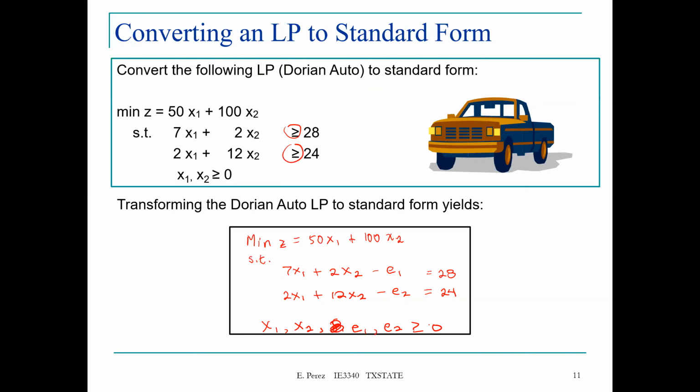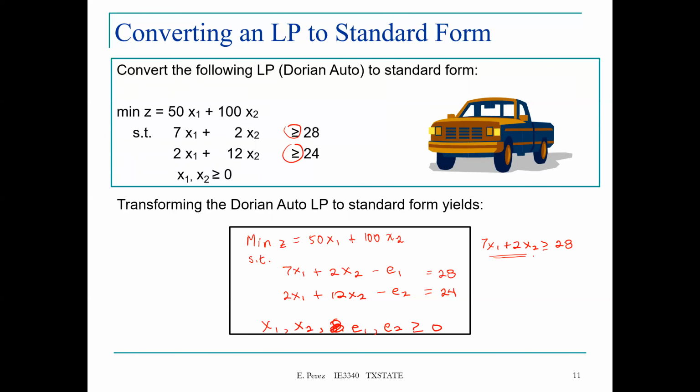The excess variable is used to model something similar to what we did for the slack variable. But we have to subtract it because it is going to show the amount of the resource that we were not able to meet, right? So let me show you. This is 7x1 plus 2x2, which is the constraint, greater or equal to 28, right? What this constraint is saying is that whatever you have on this side has to be greater or equal to 28.